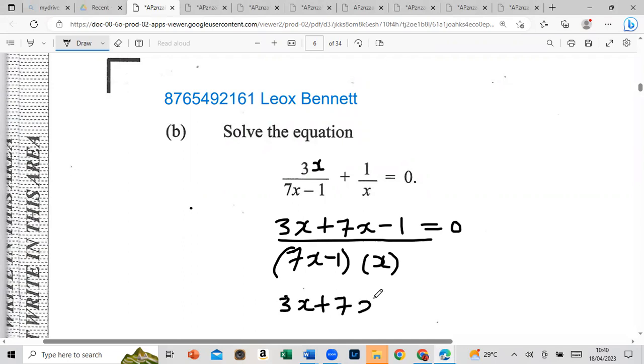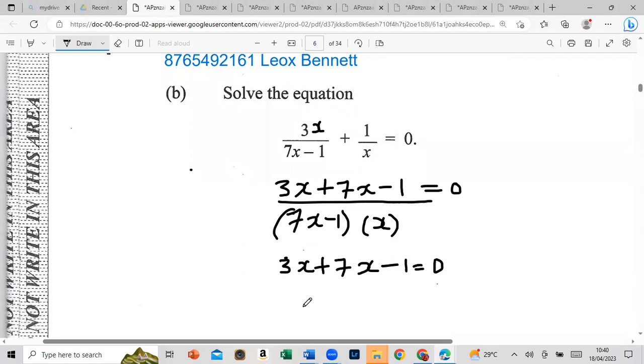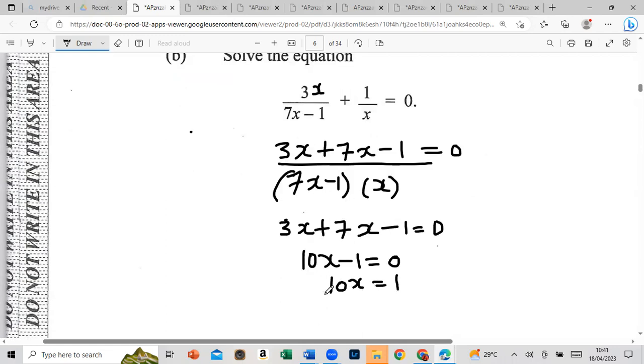Who got the answer? Who did this? Minus 1 equal 0. So what we're going to do now is solve for x. 3 and 7, that's 10x minus 1 equal to 0. So we want to get x by itself, so we get rid of this minus 1. It's going to be 10x equal positive 1, because we add 1 to both sides, and from there we solve for x by dividing by 10. I have done several of these on my channel. You guys can go back to that. So the value of x would be 1/10, or 0.1 if you like.